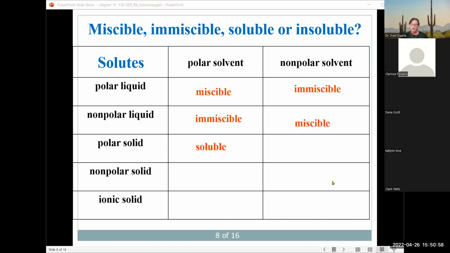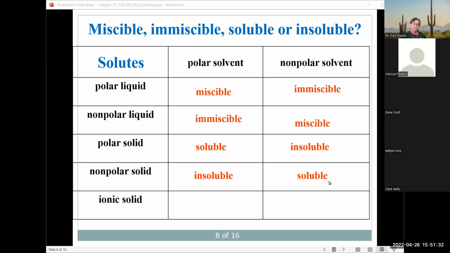We use the term soluble when we're dealing with a liquid solvent and a solid. Okay, the solute is solid, so we have a polar solid and a polar solvent. That would be a soluble species, okay? Polar solid, nonpolar solvent would be insoluble. So insoluble for nonpolar solid and polar solvent. Soluble for the nonpolar solvent.